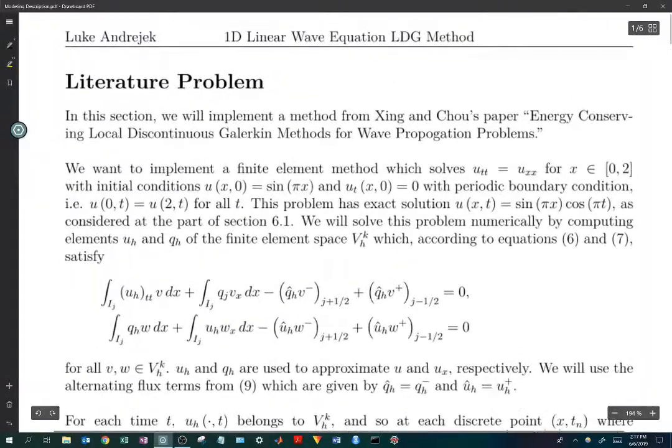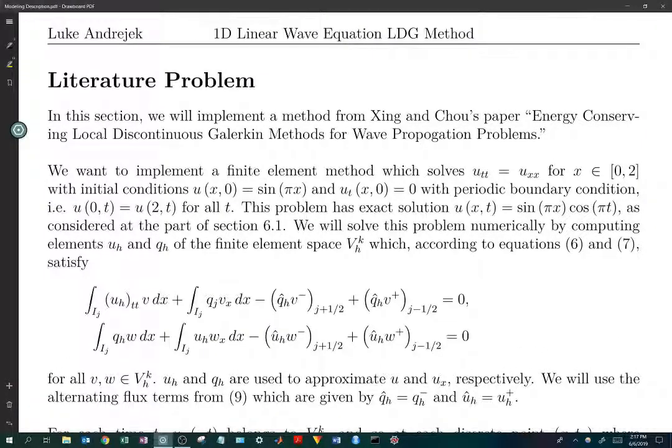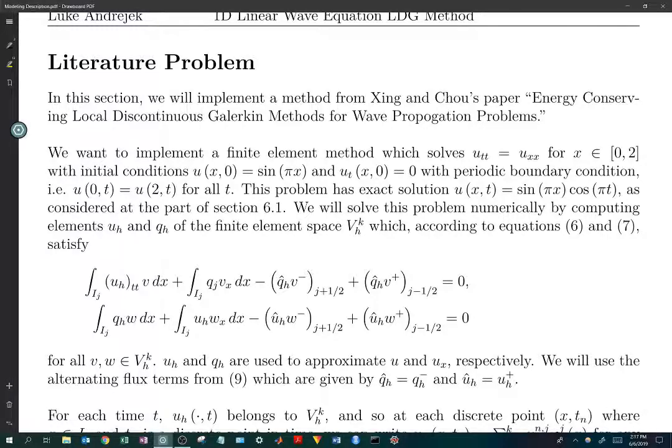So this is a thing that I've written up just for my own notes so that I know how to implement such a method. And so I actually start here by giving a little bit of an introduction. Well, I don't really introduce the thing itself. I just sort of jump right into it. So we want to solve this particular problem. We have an exact solution. And so this is a system of equations that needs to hold. We need this system to hold for every single v and w in the finite element space. v and w are the test functions. And then we have the flux terms that we use.